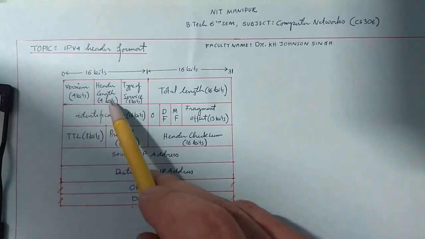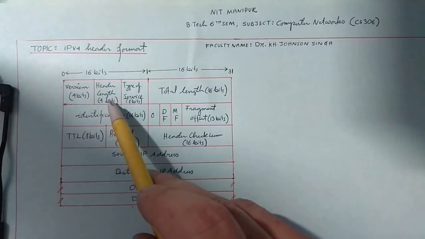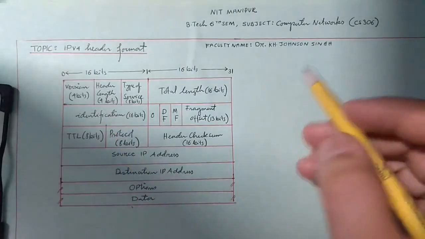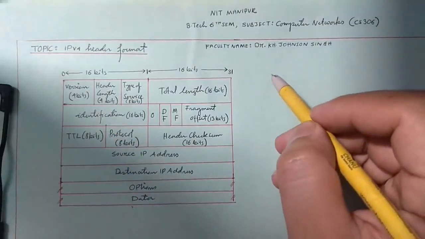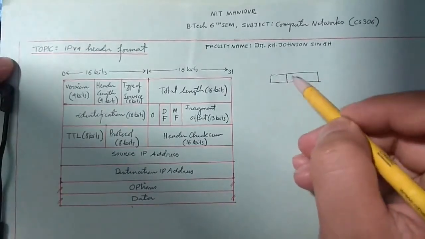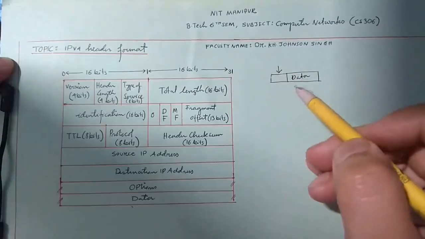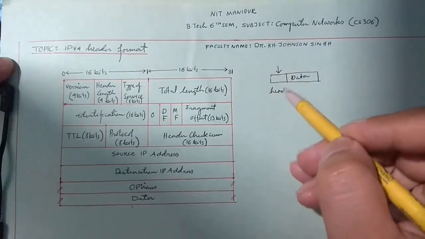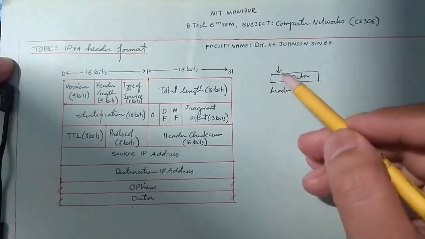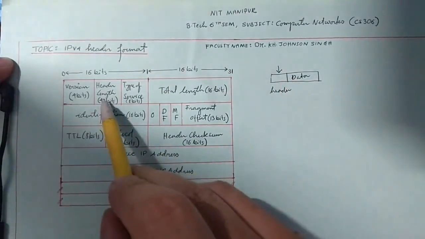Next is header length. I'm just giving the overview, not the in-depth descriptions. Header length describes the length of the header. Here I have told you every packet will accompany the data and the header part. This is your header part, and the length of this one will be of 4 bits. So this is given by the header length.